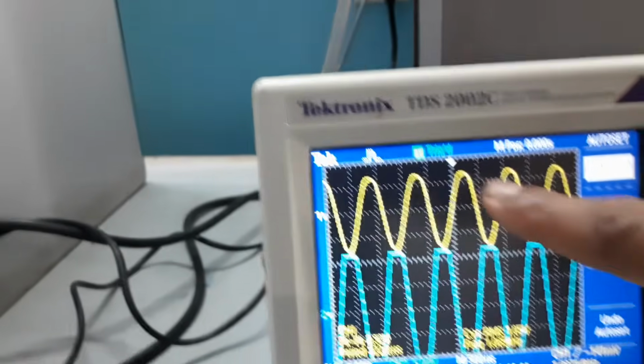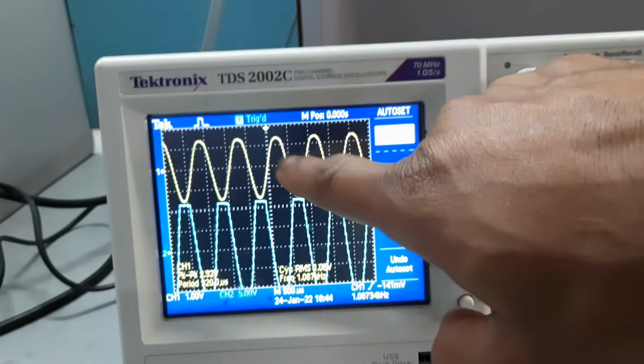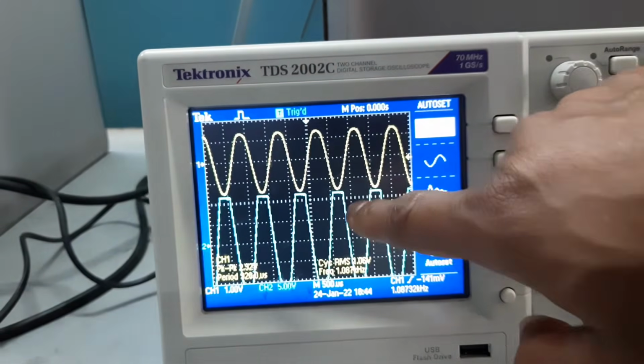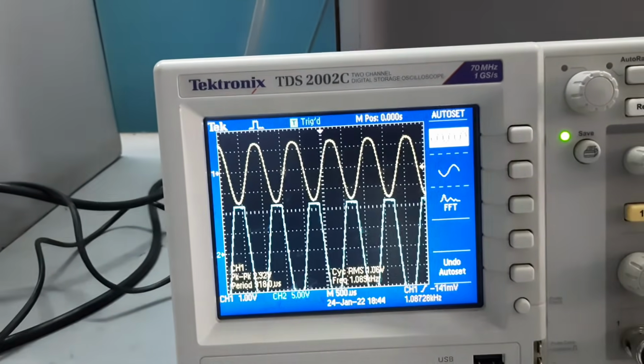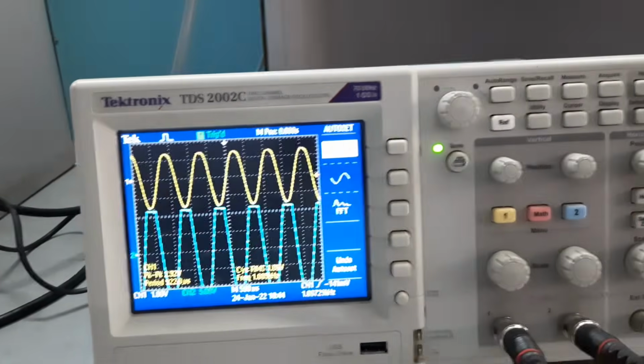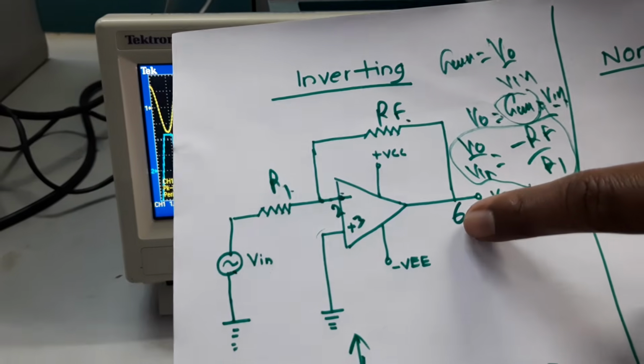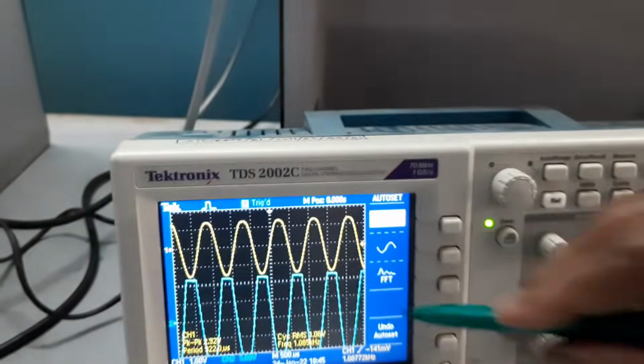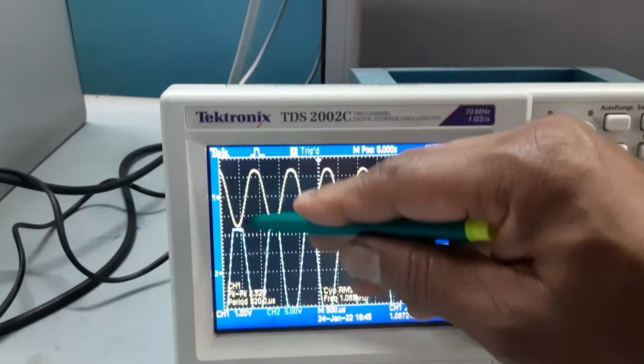So this is the sine waveform we are getting here. Fine, and this is my output waveform. From output waveform means what? From pin number 6. So here I told you, isn't it? So if you see here, from pin number 6 we are taking the output voltage. So from pin number 6, if you see, the waveform is inverted, right?